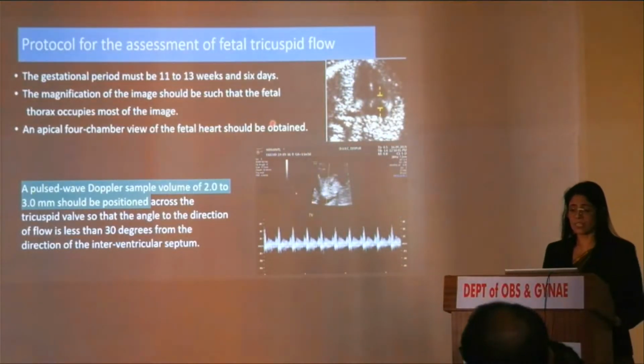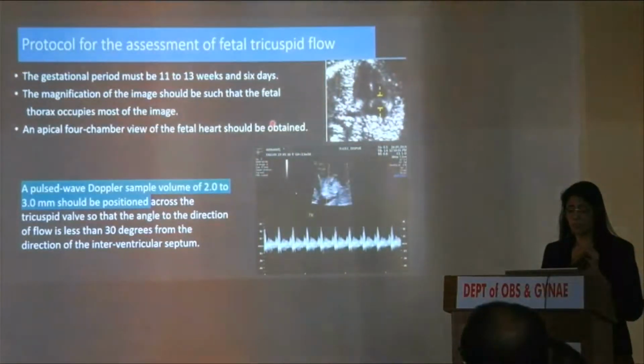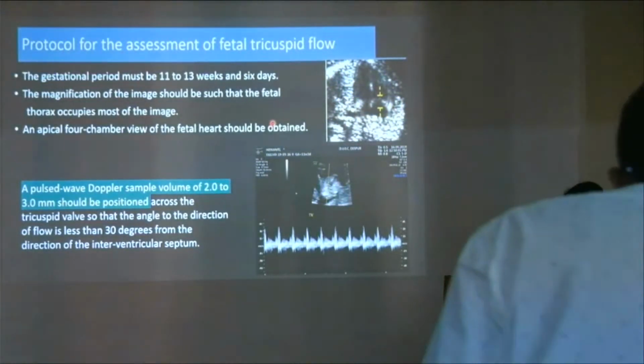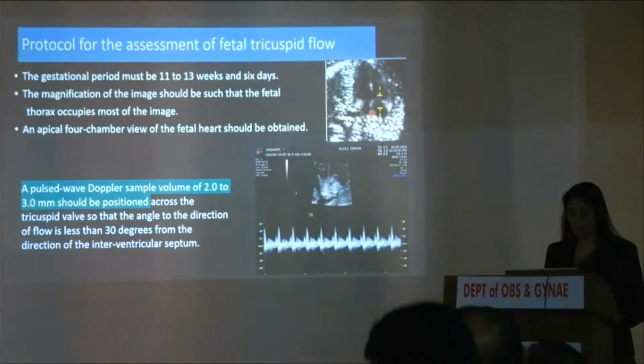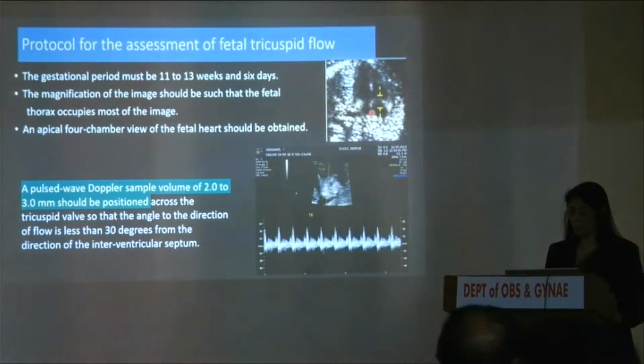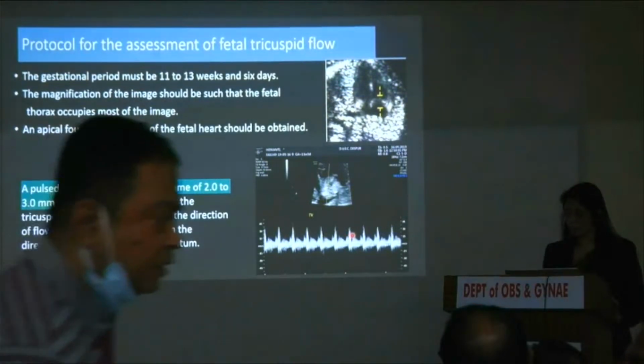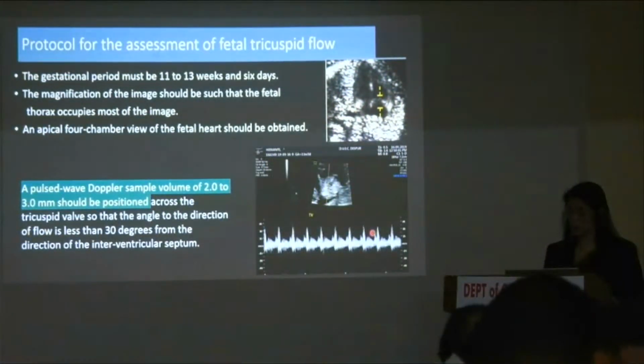So the protocol for the assessment of the fetal tricuspid flow, similarly, the magnification should be such that the fetal thorax occupies the whole of the image, and the sample volume should be around 2 to 3 mm and should be positioned across the tricuspid valve, and the angle of insonation should be less than 30 degrees, and then we record the waveform. So this is a normal tricuspid valve waveform.